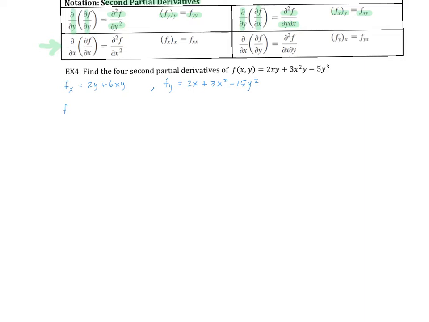So when I find the partial derivative with respect to x, and then the second derivative with respect to x, I'm just going to take this derivative with respect to x, and then take the derivative with respect to x again. So it's simply 6y. If I take the partial derivative with respect to y, and then take the derivative with respect to y again, the partial derivative with respect to y is already up here. Now take the derivative with respect to y, and you have a negative 30y.